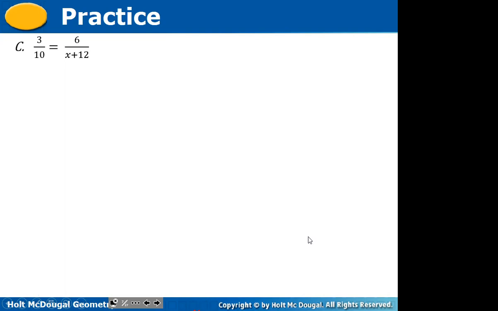Let's look at the next set with C. Again, we're going to do the same thing here. 3 times x plus 12 and 10 times 6. So 3 times x plus 12, 10 times 6. 3 times x is 3x. 3 times 12 is 36. 10 times 6 is 60. We're going to subtract this 36 from both sides. That gives us 3x equals 24. 3 goes into 24 8 times.